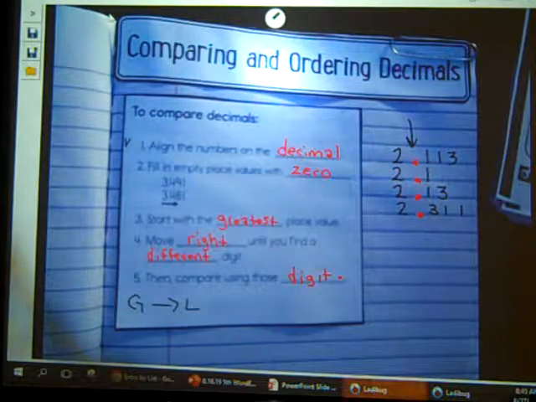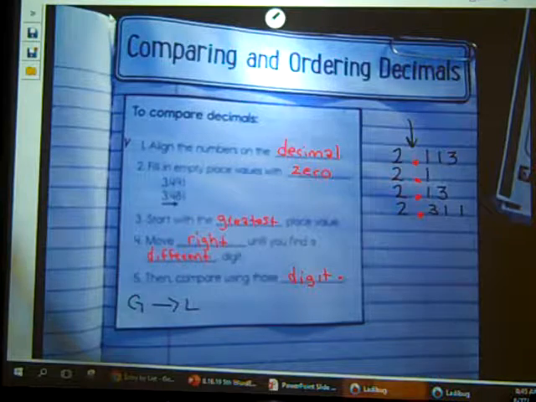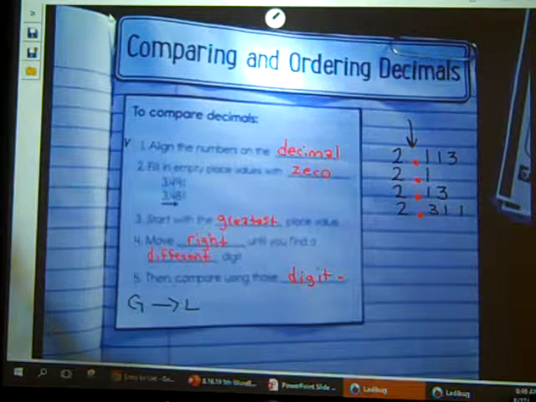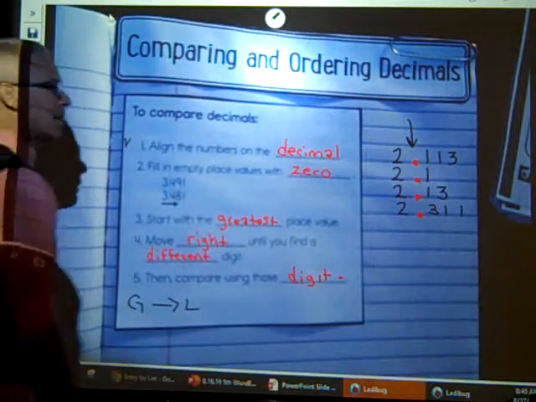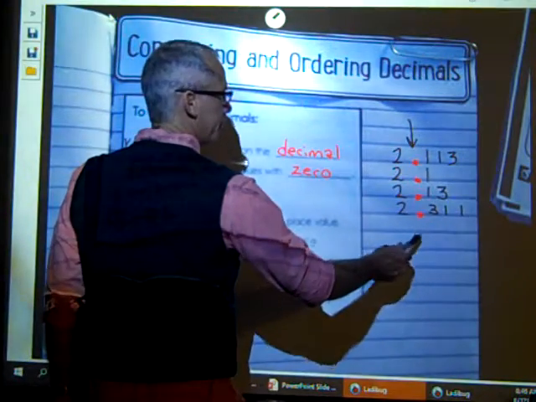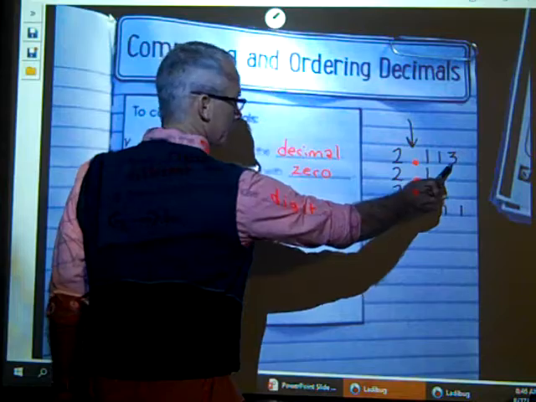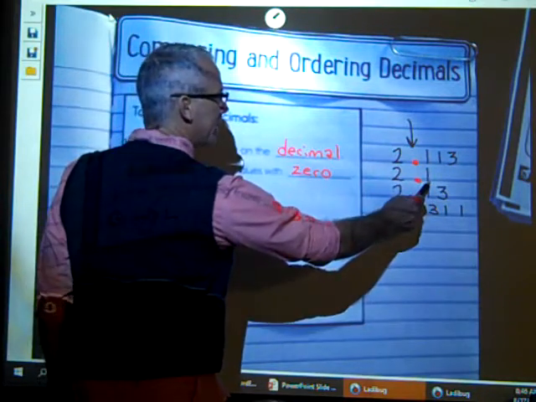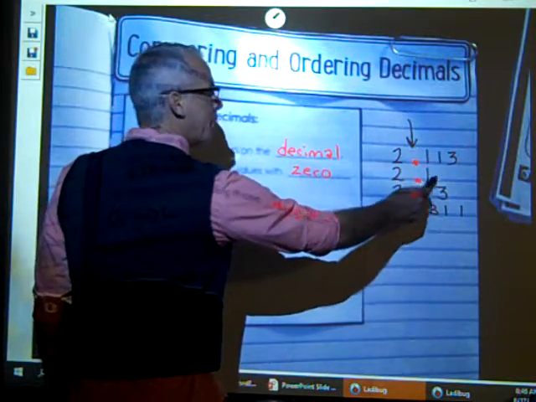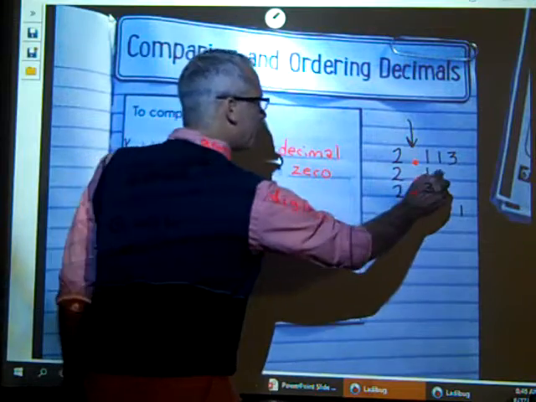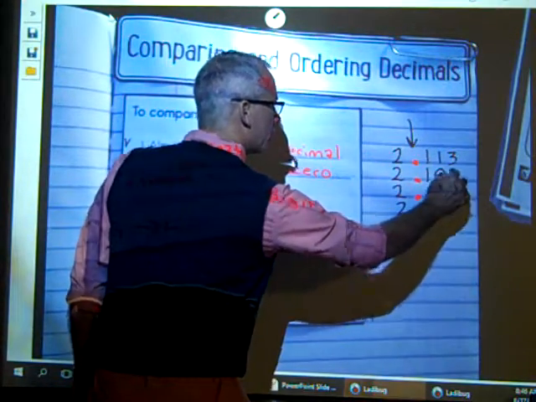Check. Step 2. All together. Step 2. Yeah, fill empty spaces with 0. Do you see any empty spaces? What is the greatest number of places behind the decimal in my biggest number? 1, 2, 3, right? But this one only has how many digits behind the decimal? So how many zeros do I need? 2. I need 2 zeros. Good.